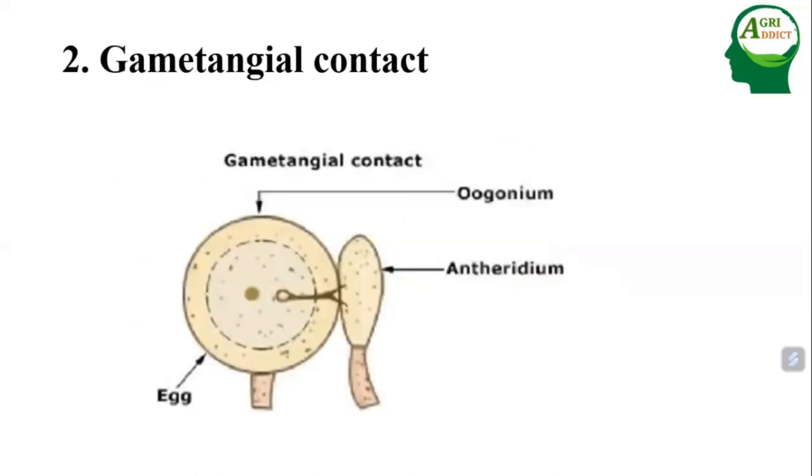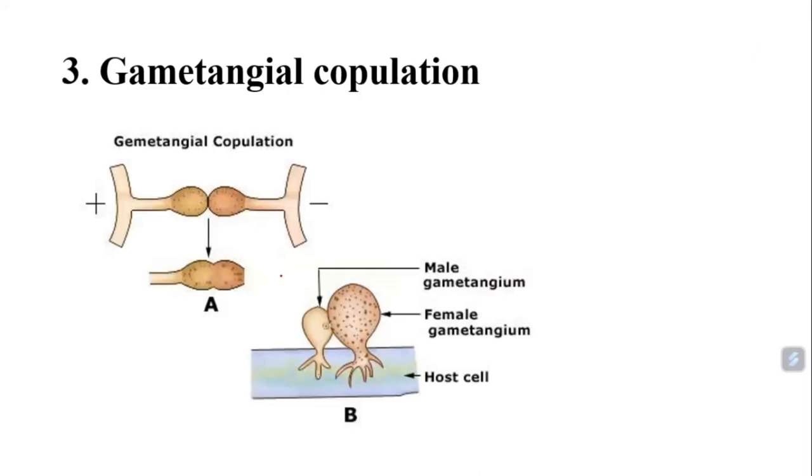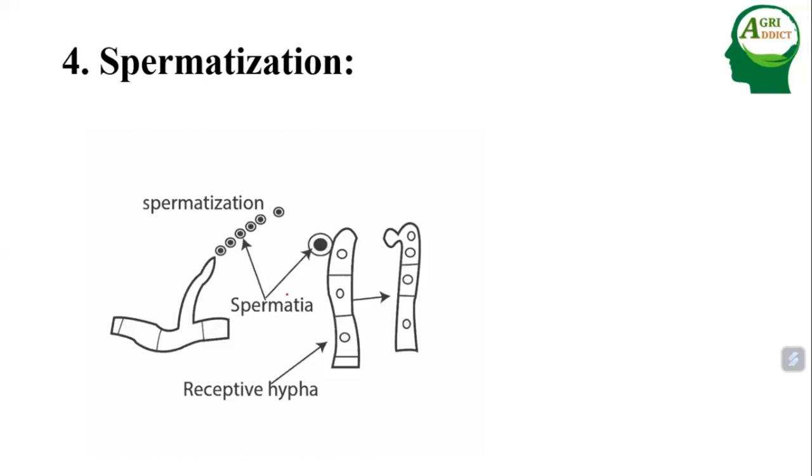Whereas gametangial contact means the antheridia and the oogonia will fuse with the help of a fertilization tube. So this is the fertilization tube, which helps the movement of male nuclei from antheridium to oogonium. This is gametangial contact. Whereas gametangial copulation means here there will be no fertilization tube. Instead, there will be fusion of male and female gametangia. In case of spermatization, the spermatia or the male will fuse with the receptive hyphae or the female. So the fusion of spermatia and receptive hyphae is spermatization.